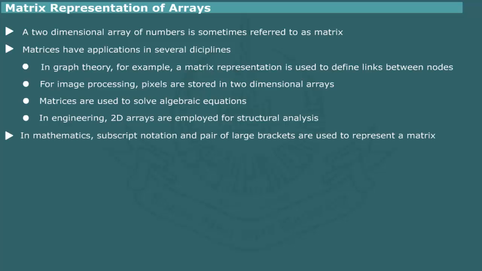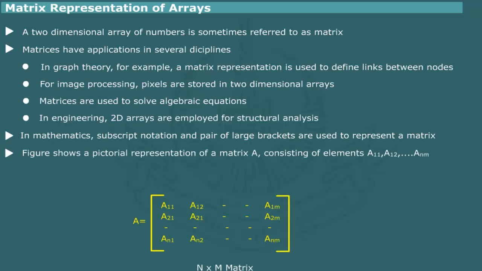In mathematics, the subscript notation is used for the matrix element. Further, the elements of a matrix are enclosed in a pair of large brackets. Figure shows a pictorial representation of a matrix consisting of n rows and m columns. It is called an n by m matrix.